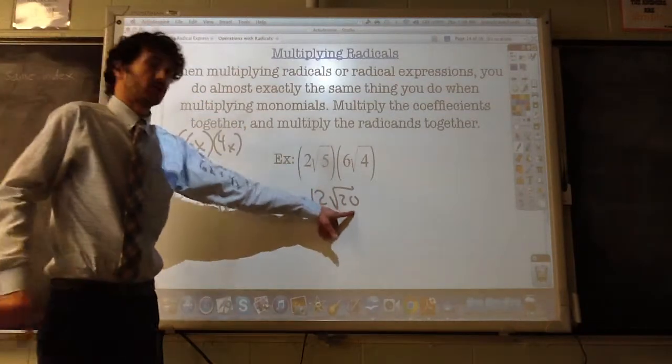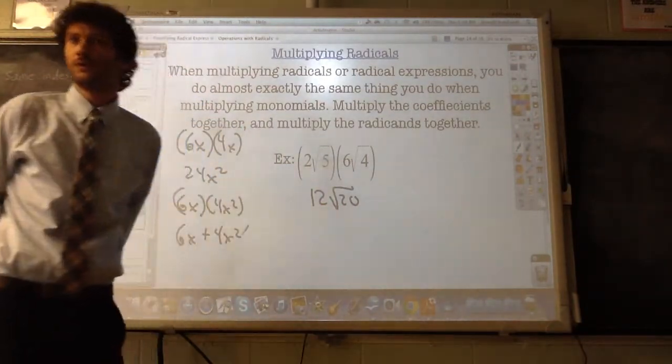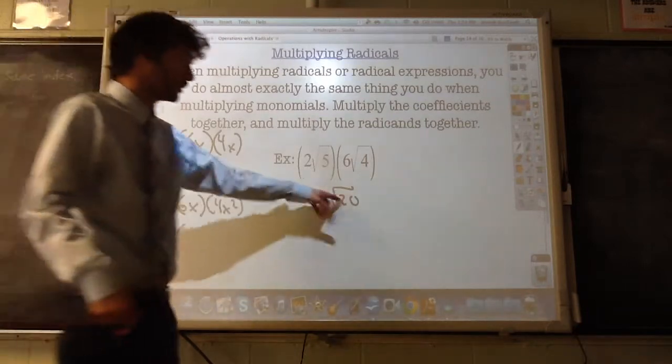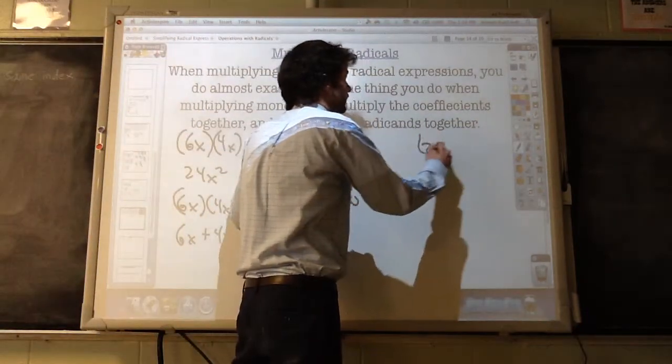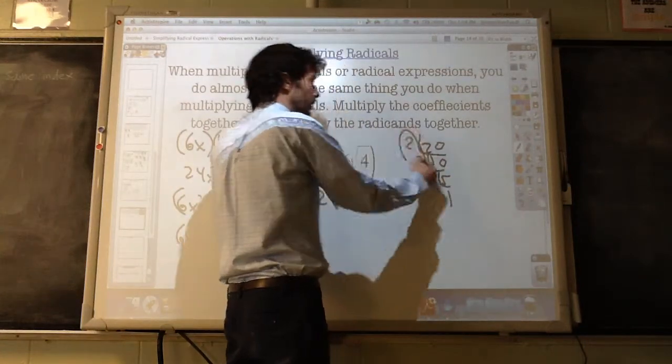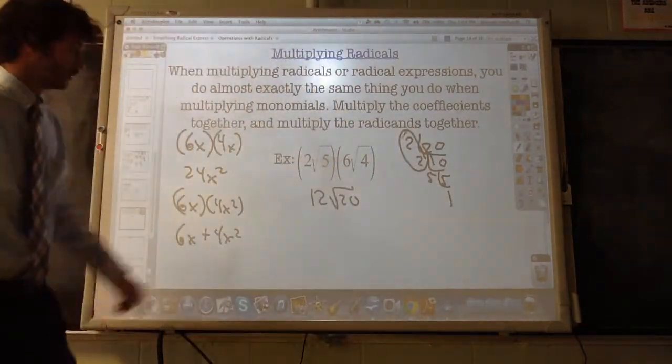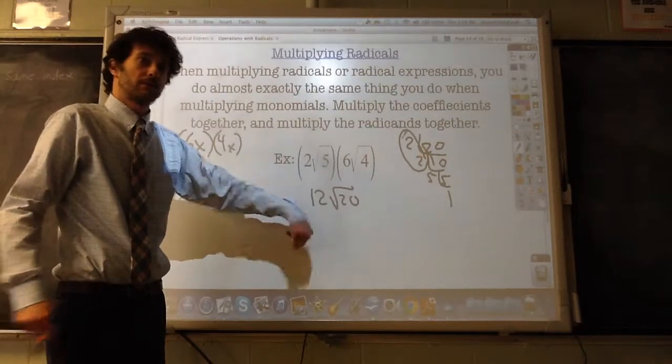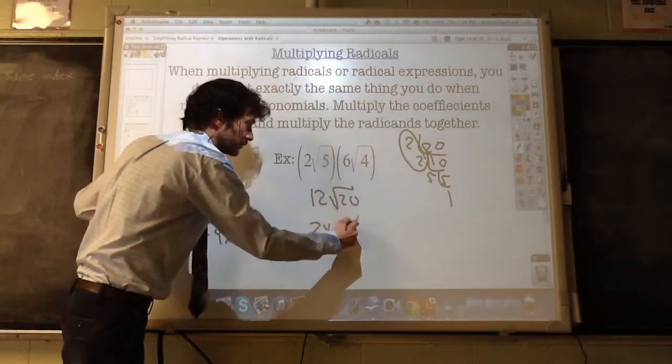So this is not finished. What do I need to do? You can simplify. Factor 20 and see if I can pull something out. 2 times 10, 2 times 5, 5's prime. So there's a pair of 2's. So what does that make the number on the outside? 24. Good. And the number on the inside is 4.